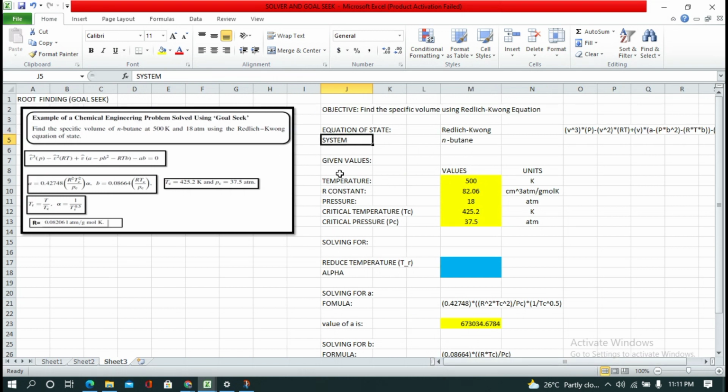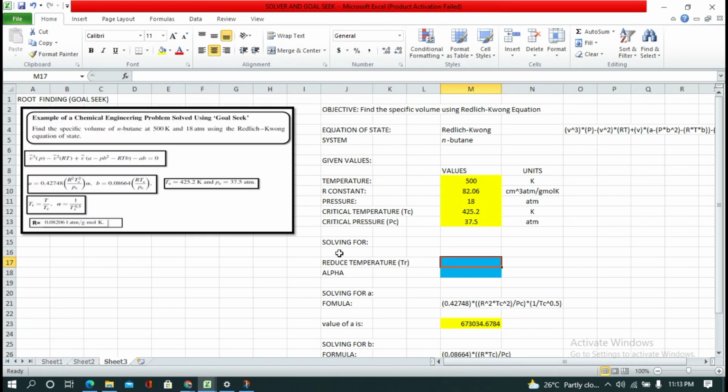So based on the problem, here are the given values. For the temperature, we have 500 Kelvin. For the R constant, I converted this into cubic centimeters so that all our units agree. Then we have 82.06 cubic centimeter atm over gram mole Kelvin. And then for the pressure, we have 18 atm. For the critical temperature Tc, we're given 425.2 Kelvin. And for the critical pressure, we're given 37.5 atm.